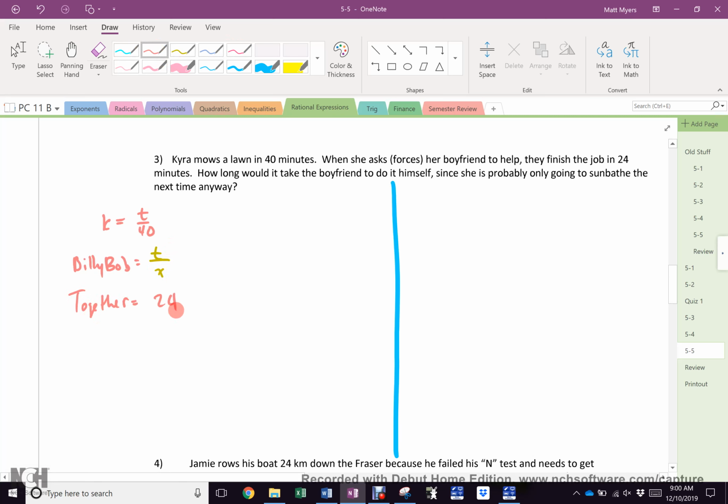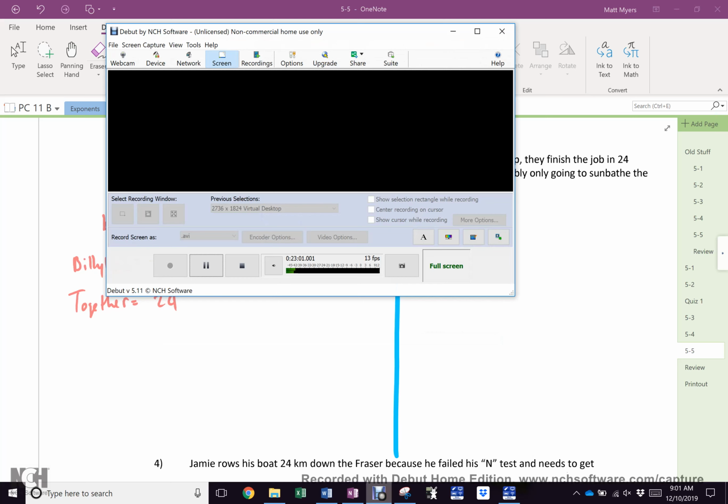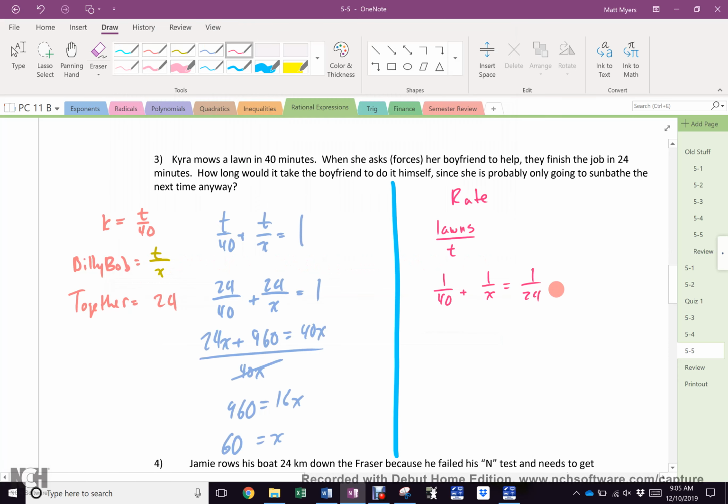And together, do we know their time? Right? Everyone agree? Okay, so how would I solve that? What math am I doing? Addition. So Kyra's part is T over 40 plus what? Equals what? Is everybody happy with that? Okay, well that looks a little weird to me. Why? Because what is wrong? What's my common denominator?